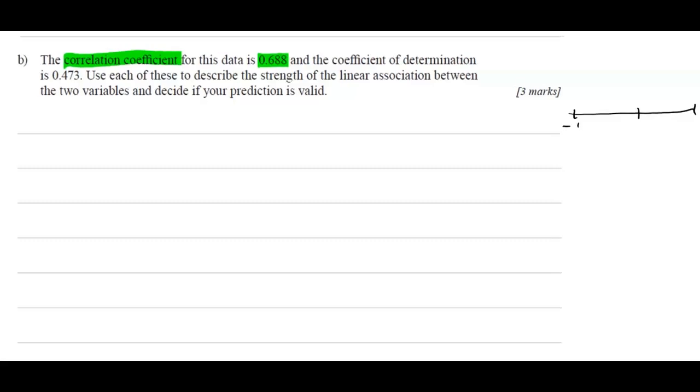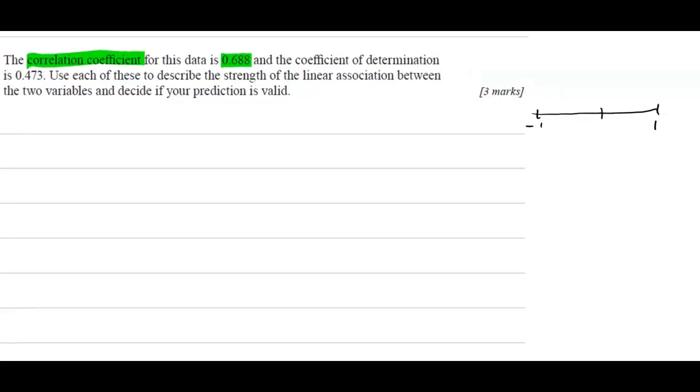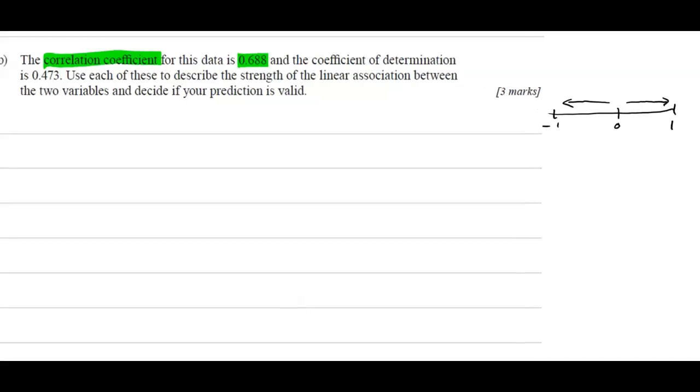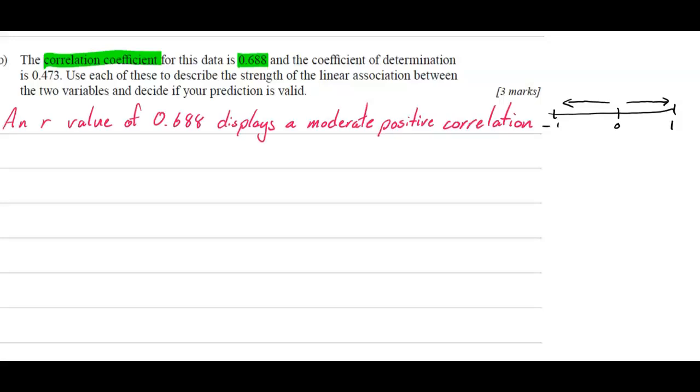Okay, and if we were to have a look at this little number line at the side here, when our correlation coefficient is 0, it's like there's no correlation. As it gets closer to 1, it gets stronger, and as it gets closer to -1, it also gets stronger. So a correlation coefficient of 0.688, I would say it displays a moderate positive correlation. So let's put that in there. Now let's have a look at the next part.